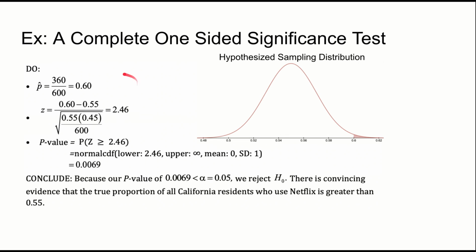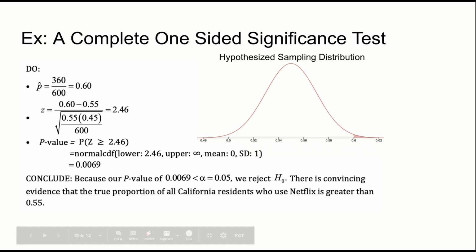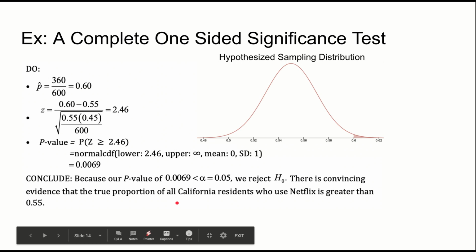All right, let's do this. We have a p hat of 0.6. That's going to give us a test statistic of 2.46, which leads to a p-value of 0.0069. You can see our hypothesized sampling distribution, and it's an upper tail test, so we shaded right here. And in conclusion, because our p-value of 0.0069 is less than alpha equals 0.05, we reject H0. There is convincing evidence that the true proportion of all California residents who use Netflix is greater than 0.55.